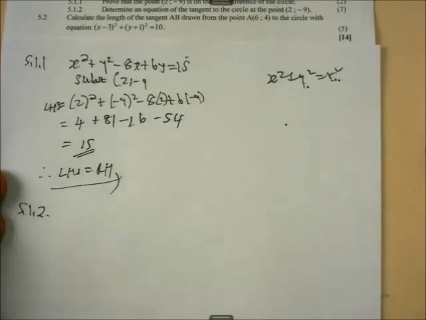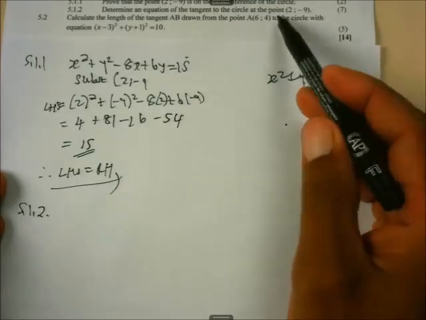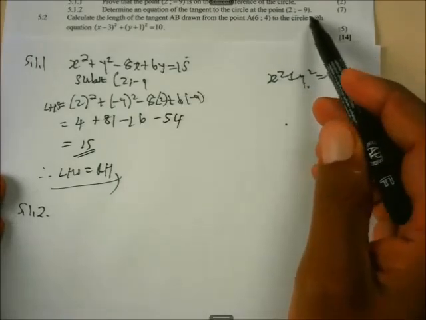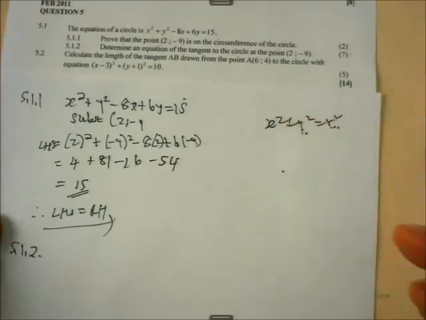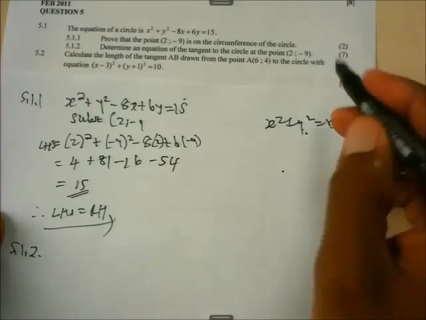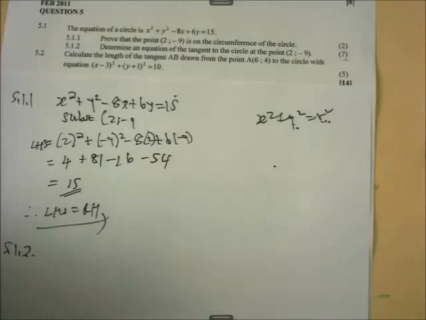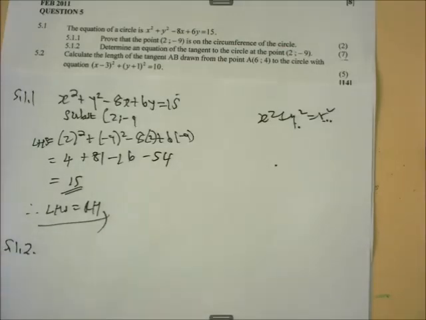5.1.2. You must determine an equation of the tangent to the circle at this point (2, -9). Determine the equation of the tangent to the circle at the point (2, -9). That is a 7 marks question. Where do you start? What is a tangent? Of course, a tangent is a straight line. Immediately when you talk of a straight line, you remember the gradient and a point on that line. Of course, we have a point. The only thing that we need to determine now is the gradient.